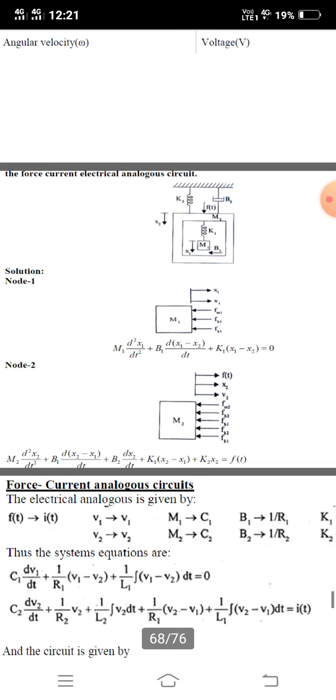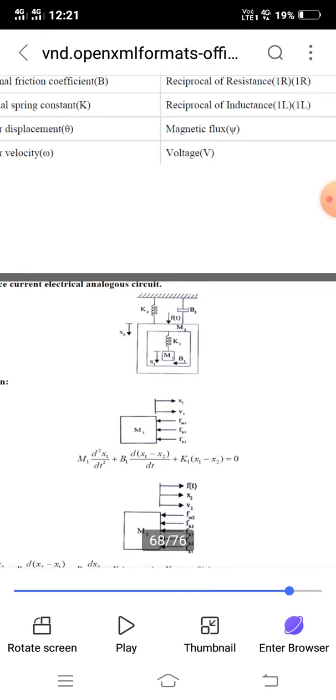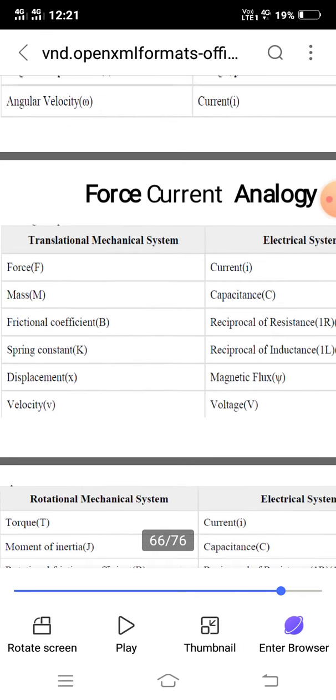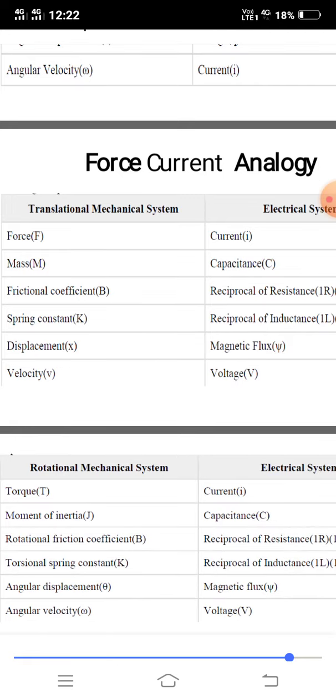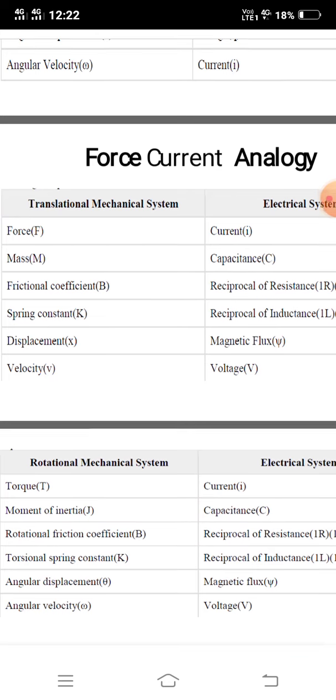Look at the problem here. One point is to be noted down: that point is the force current electrical analog circuit. We have force current electrical analog components. Here force F is current I, mass M is capacitance C, friction coefficient B is reciprocal resistance 1/R, spring constant K is reciprocal of inductance 1/L, displacement X is magnetic flux, velocity V is voltage V. So this relates the translation mechanical system and the electrical system.